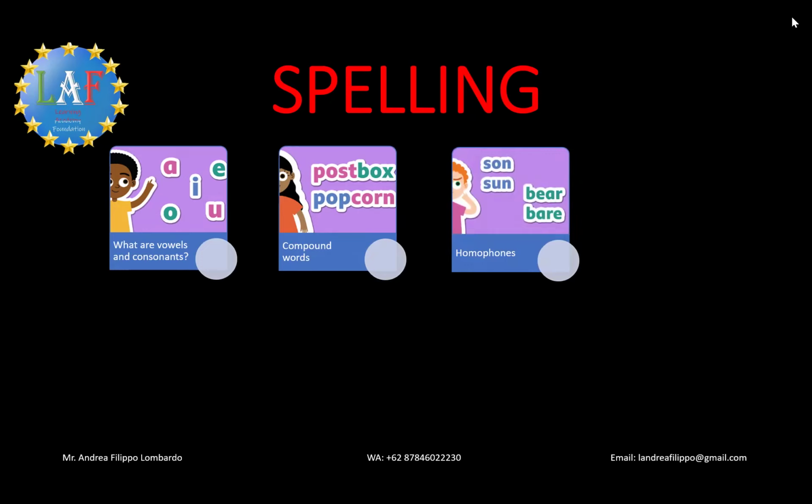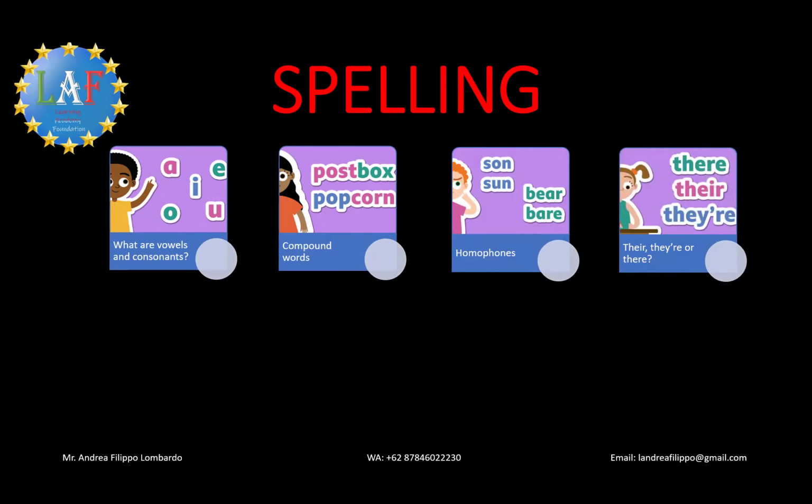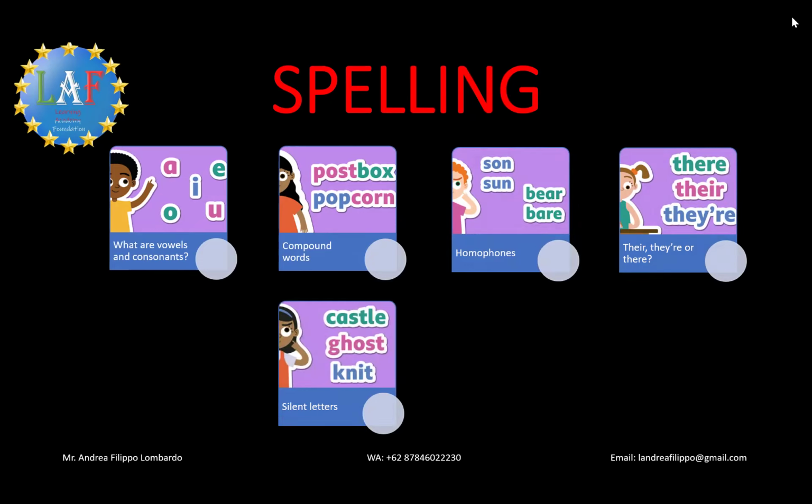They will find out how to identify and distinguish a range of common homophones and use them correctly when writing. They will explore the uses of their, there, and they're. They will discover how to spot and spell words with silent letters or unstressed vowels.